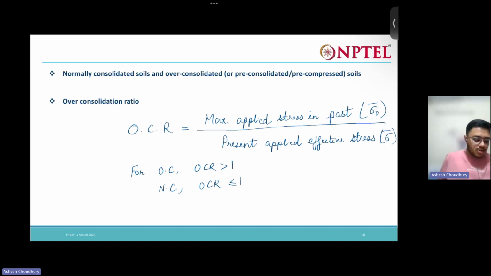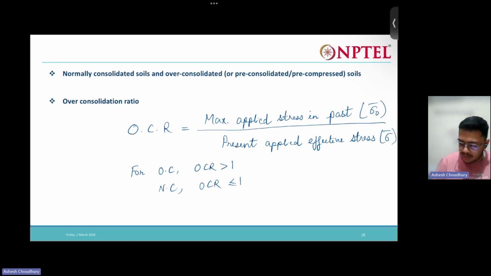So over consolidated soil and normally consolidated soil can be understood by the over consolidation ratio. You can see this OCR, over consolidation ratio, is given by the maximum applied stress in the past divided by the present applied effective stress. For normally consolidated soil it is generally 1, and for over consolidated soil it is always greater than 1. OCR is greater than 1.